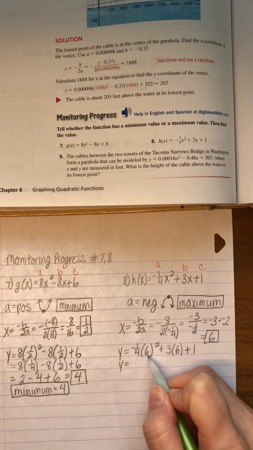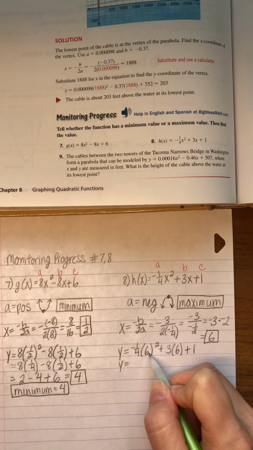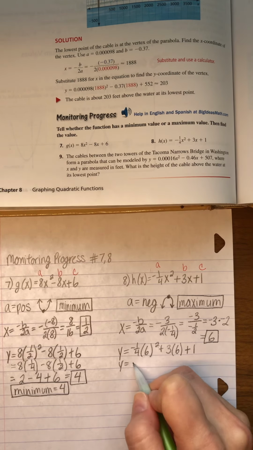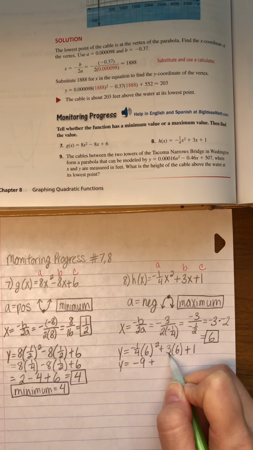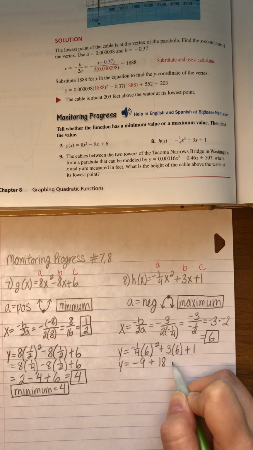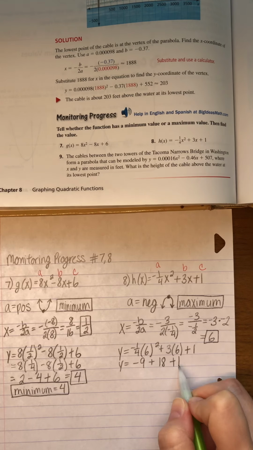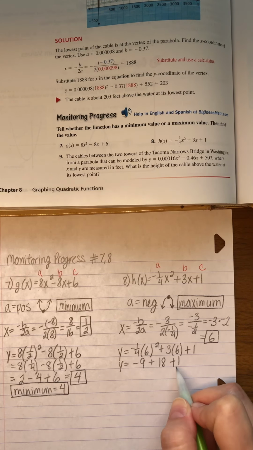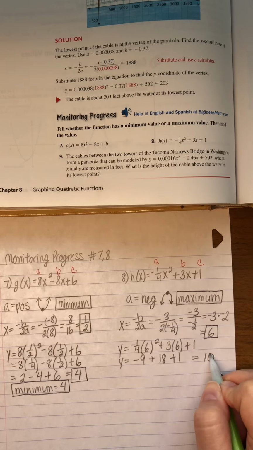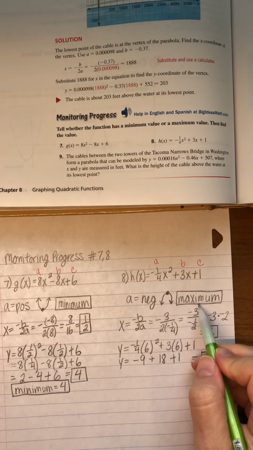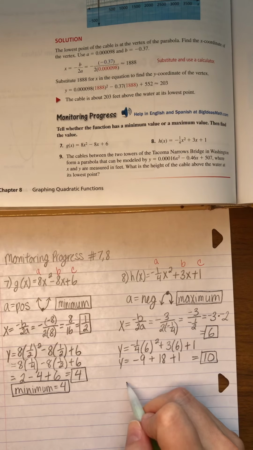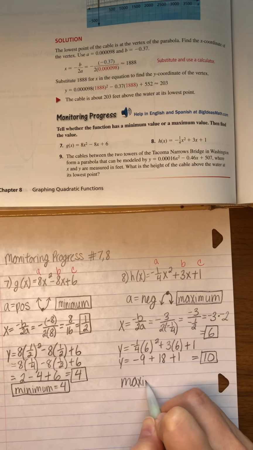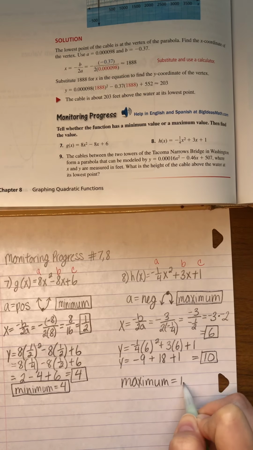Order of operations, 6 squared is 36. 36 times negative 1/4 is negative 9. Plus 3 times 6 is 18. And then plus 1. So here, negative 9 plus 18, that's 9, plus 1, and I get 10. That means that our maximum value is 10. The maximum is 10.